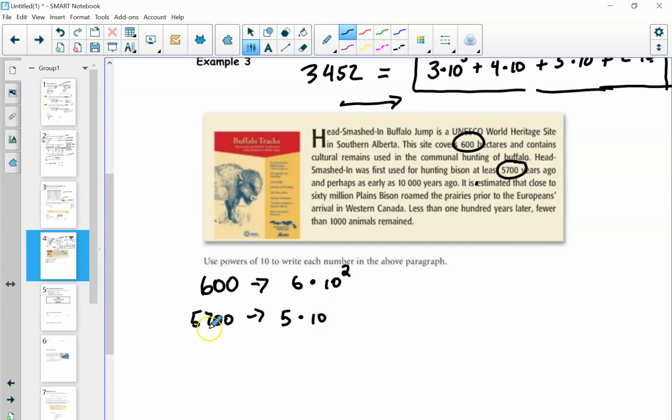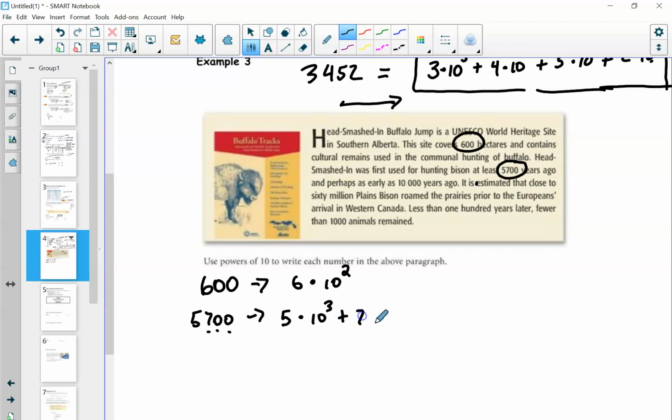Now, this one, you have to look at all of the numbers behind the 5. Okay? So you have to sort of pretend this 7's a 0 for now. So there's 1, 2, 3 zeros. So that's 5 times 10 to the power of 3. Basically, 5 times 1,000 is 5,000.